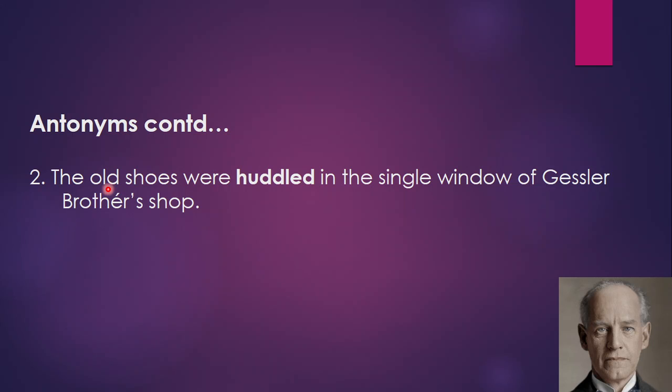Antonym. The old shoes were huddled, this is a word in bold letters, in the single window of Jessler brothers shop. So now you have to find the opposite word, the antonym of the word huddled. Yes, the answer is scattered. When you go through the text line by line, you can get this word. Okay, carefully read it and try to understand. Yes, scattered. The opposite of huddled is scattered.